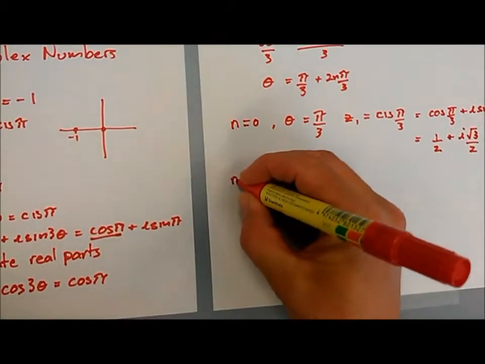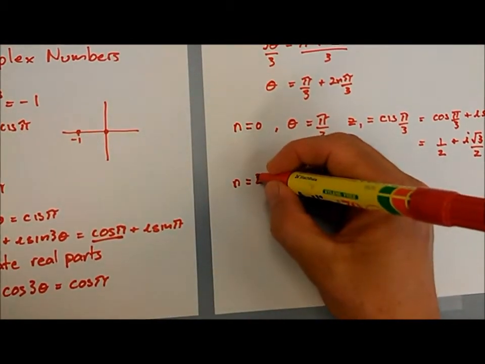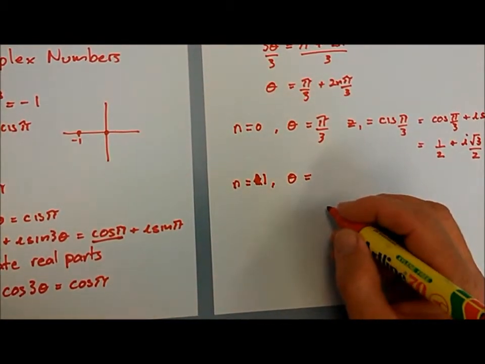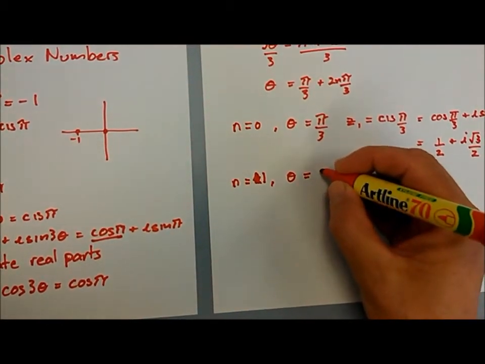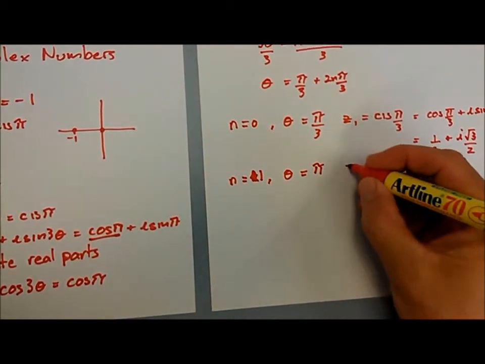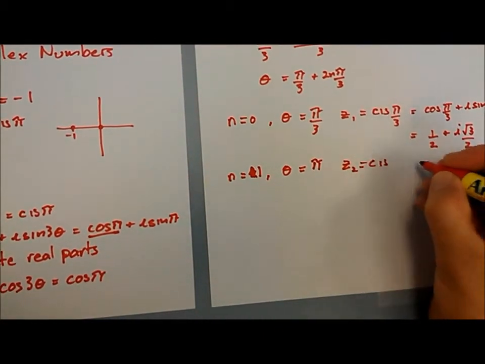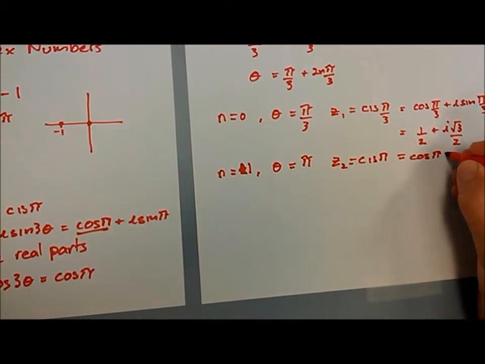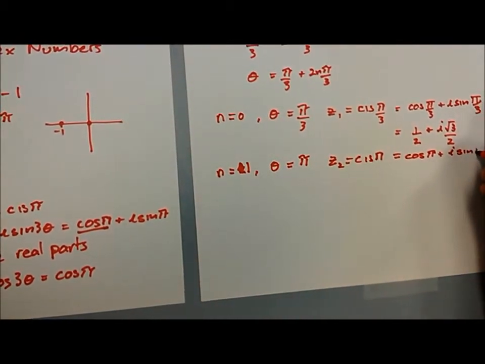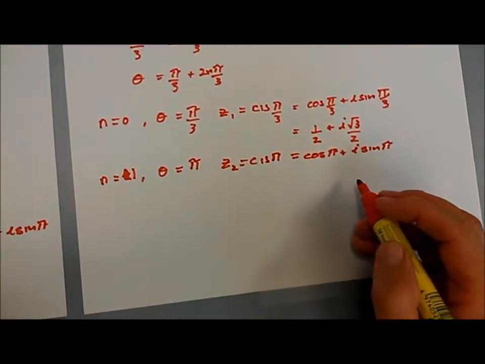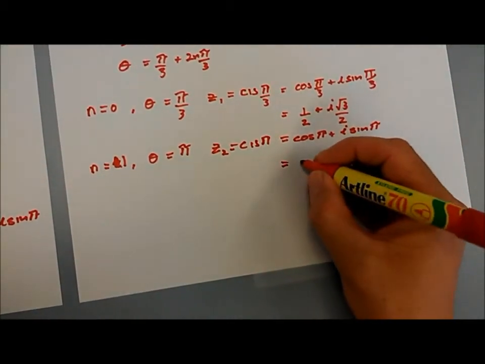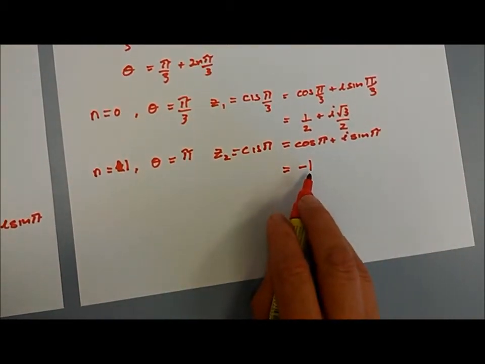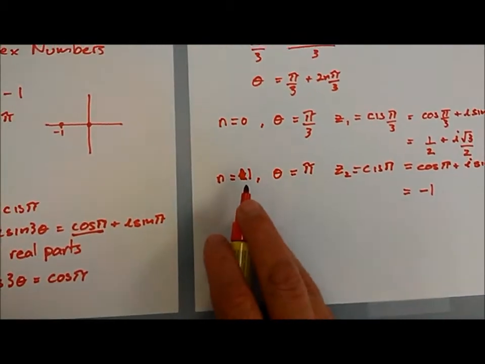I'll come back over and when n is equal to 1, I'll get θ is equal to π/3 plus 2π/3. In other words, θ is equal to π. And so my second solution is cos π + i sin π. Again, expanding it out so I can write it in x plus iy form. And cos of pi would be equal to -1, sine of pi would be 0. So this was the real solution that we already knew existed. And it came about when n equals 1.